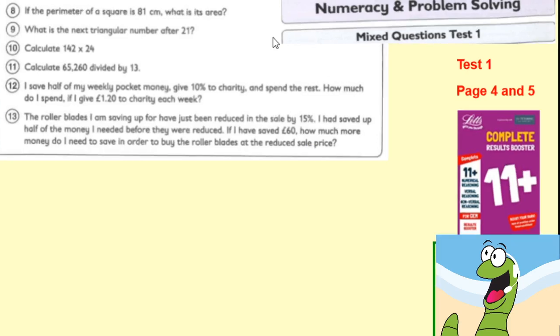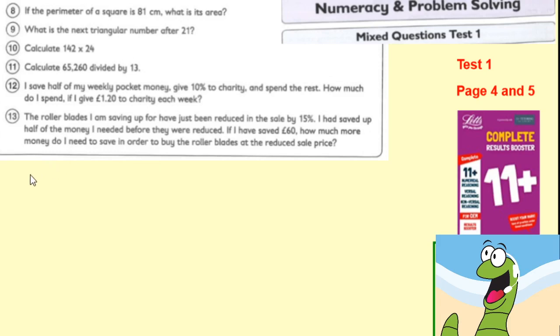Question 12. I save half of my weekly pocket money, give 10% to charity and spend the rest. How much do I spend if I give £1.20 to charity each week? So they say, save half of my weekly pocket money. Don't worry about that for the moment, but it gives 10% to charity. So how much is his pocket money?